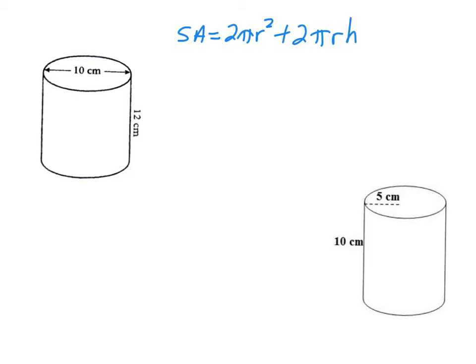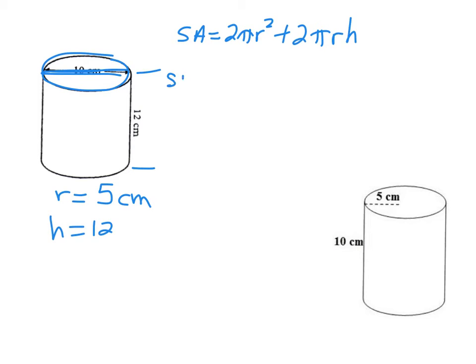When I look at this, the radius is halfway across the top. We have it all the way across, so they gave us the diameter. So if the diameter is 10, the radius is going to be half of that, which is going to be 5. The height is the distance between the top and the bottom, which is 12. We're all good to go. So the height is 12.